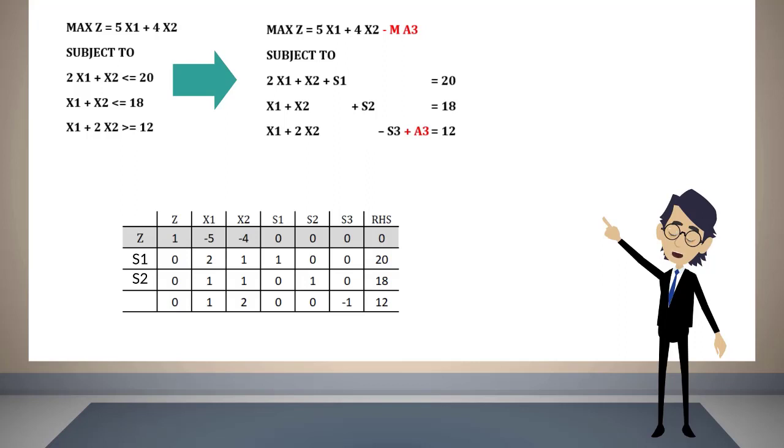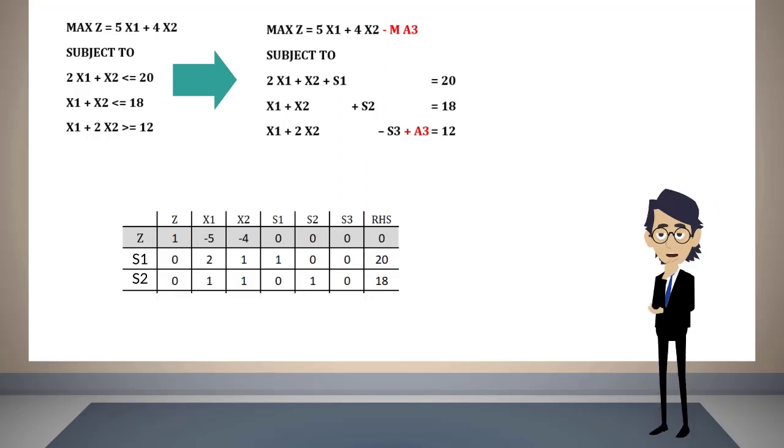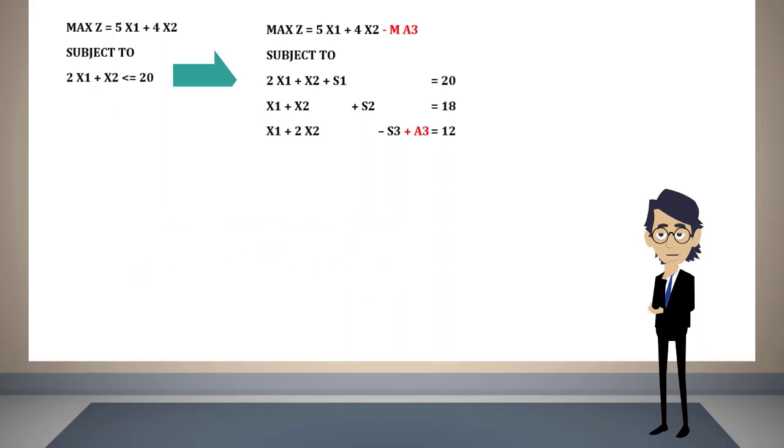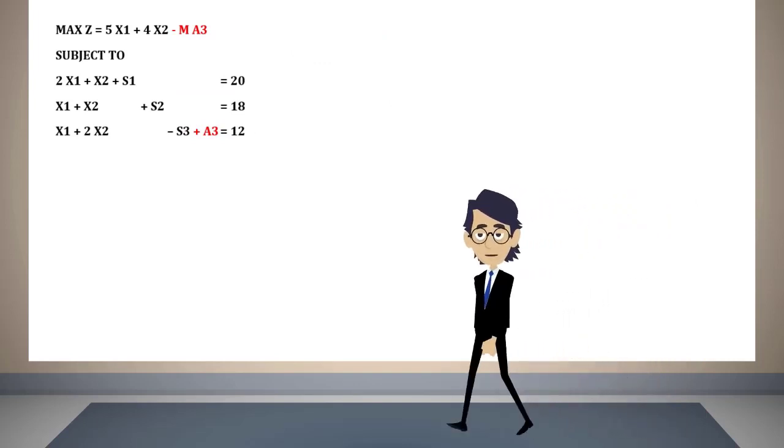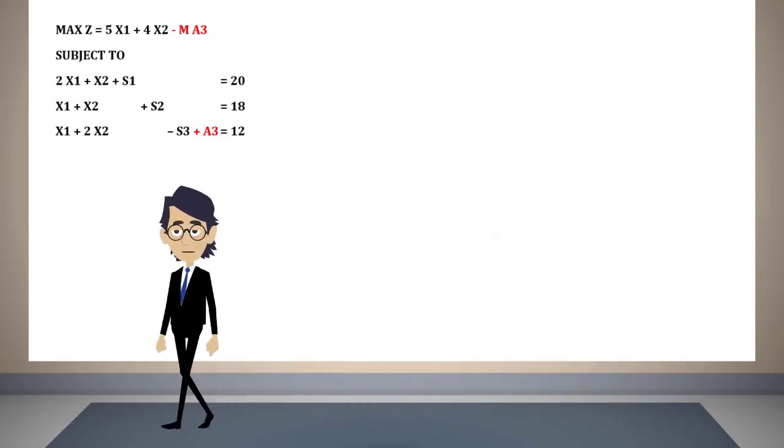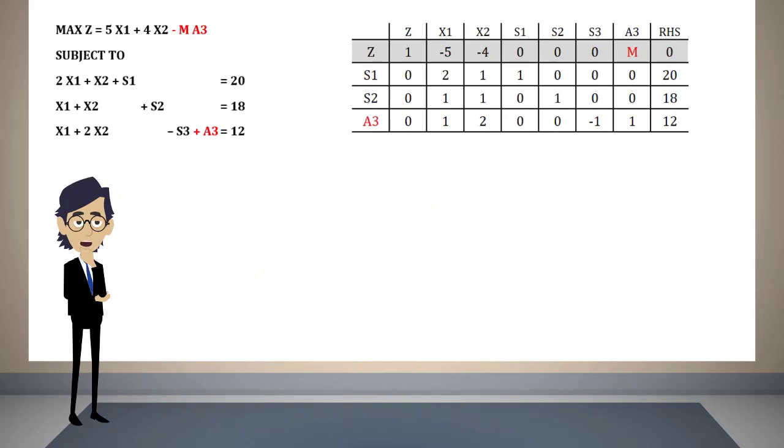This is the reason why this method is known as the Big M method. I will erase the table and the original problem, and I will keep the modified system of equations. Now, we will construct a new table for this problem. Observe how the variable A3 is almost a basic variable in row 3, since we only need to transform its objective function coefficient to 0.